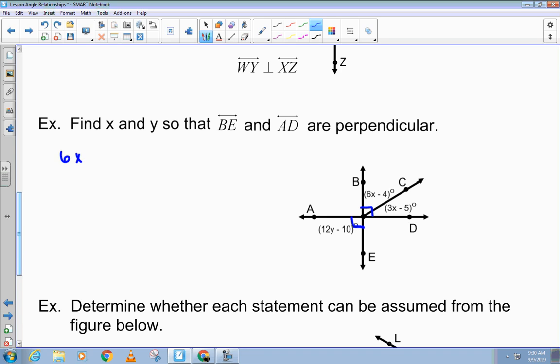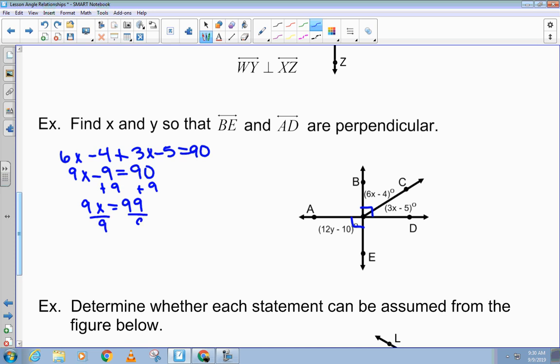So I would have to do 6x minus 4 plus 3x minus 5 equals 90. That gives me 9x minus 9 equals 90. Add 9 to both sides. I get 9x equals 99. And so x is 11. So that takes care of my x's, right? If x is 11, then I'm going to have a right angle there.